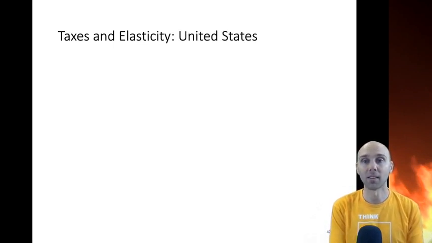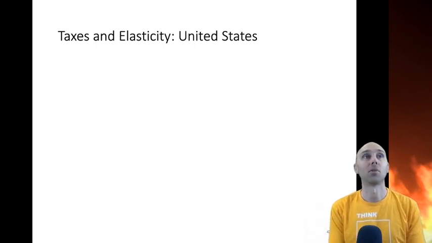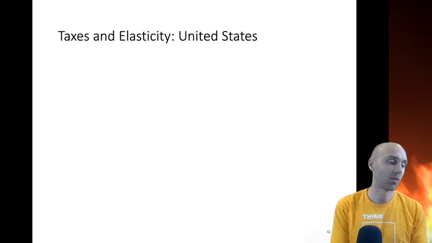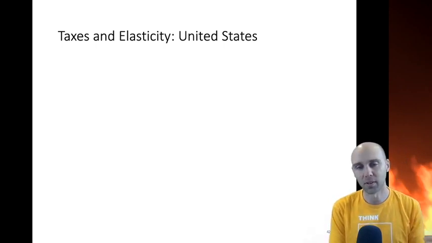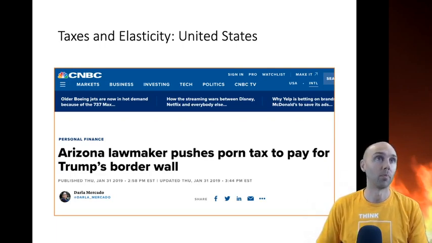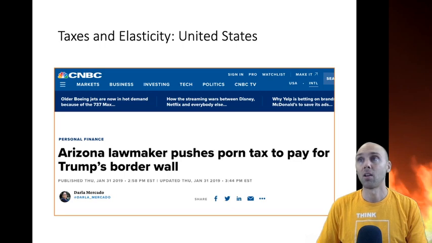What about in the US? Well, the US in general is very similar to Australia and to most Western democracies in terms of alcohol, luxury cars, gambling, cigarettes, and so forth. However, just in terms of things that might set the US apart from other countries to some extent, recently a lawmaker in Arizona pushed for a pornography tax to pay for Trump's border wall. And given the amount that it costs to pay for this wall, we would have to hope that there was very inelastic demand in the US.